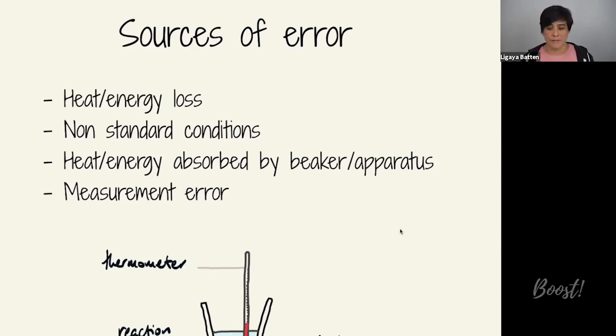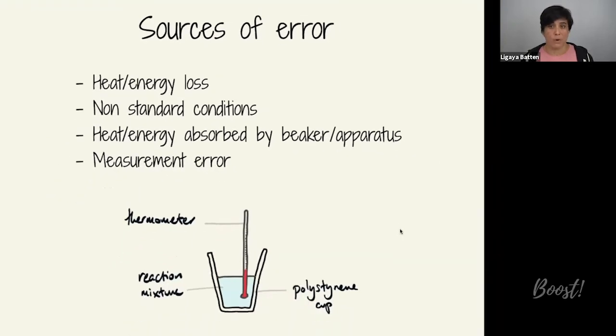Potentially, you might also have heat or energy absorbed by the beaker or apparatus that you're using. And then there could also be some measurement error based on the precision of the equipment that you're using, perhaps like a measuring cylinder versus a pipette. So when we're talking about ways to improve your method, you want to consider the different sources of error, which ones of those you may have control over in terms of changing the apparatus that you use perhaps, and to make it more precise or more insulated, that kind of thing, and which ones perhaps you don't have control over.